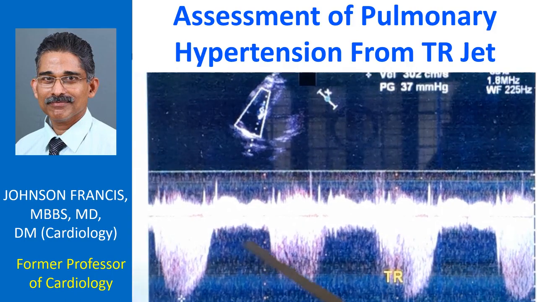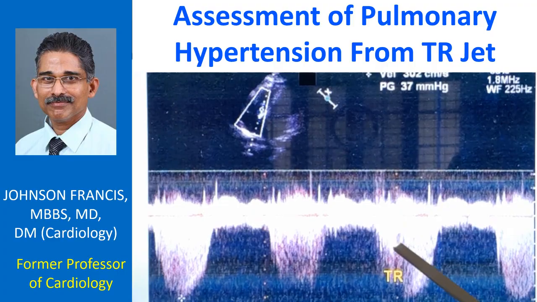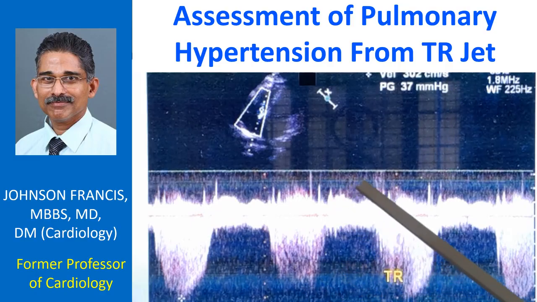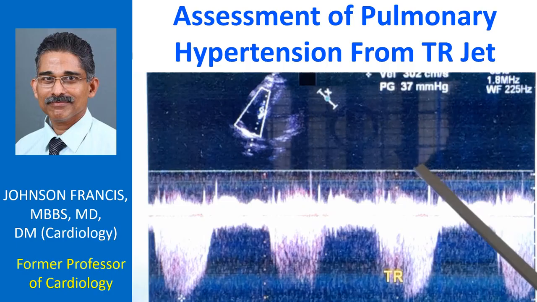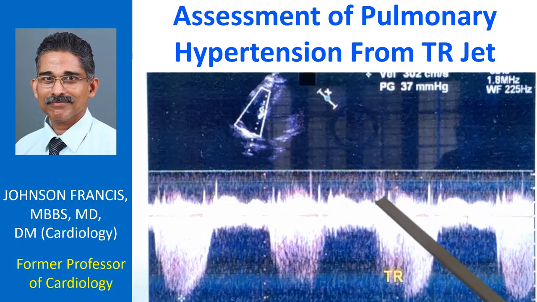The change in density could be because of variation in the tricuspid regurgitation volume in different phases of respiration. In inspiration, the volume will be more and you'll get a dense jet. There could also be changes because the position of the cursor with respect to the tricuspid valve could also change. That could be another reason for differences in the intensity of the jets.